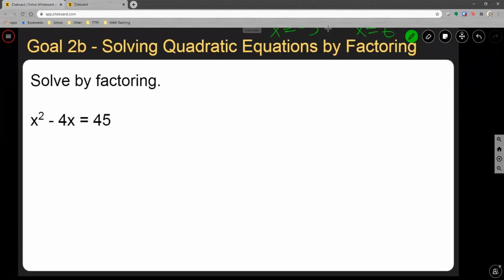All right, so let's go ahead and try solving this by factoring. And again, this will go fast. We've done a lot of this in class. I'm going to rewrite it over here. x squared minus 4x equals 45. I'm going to first move the 45 over on both sides of the equation.